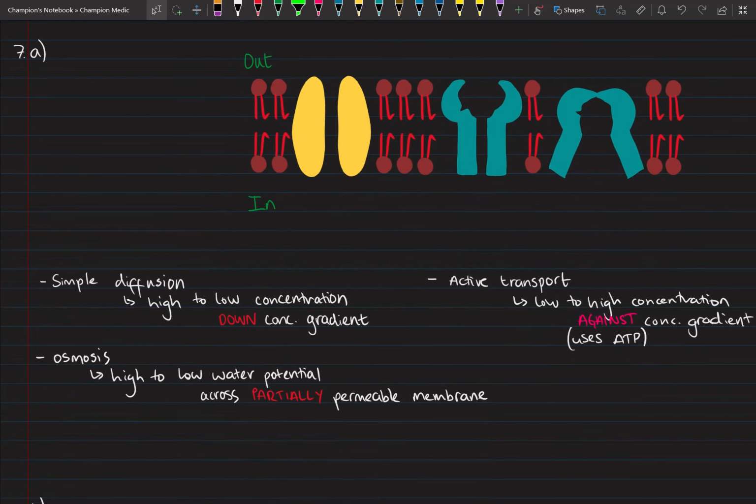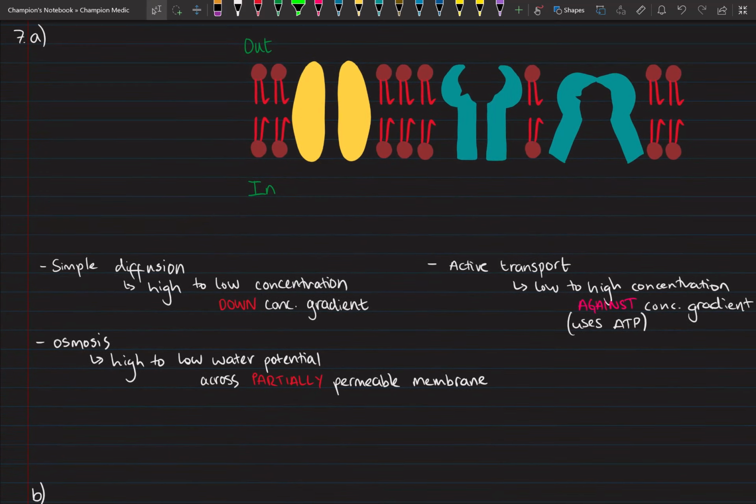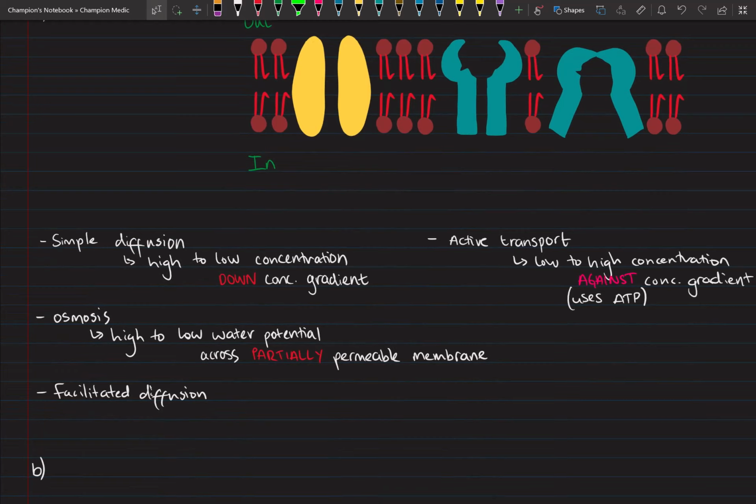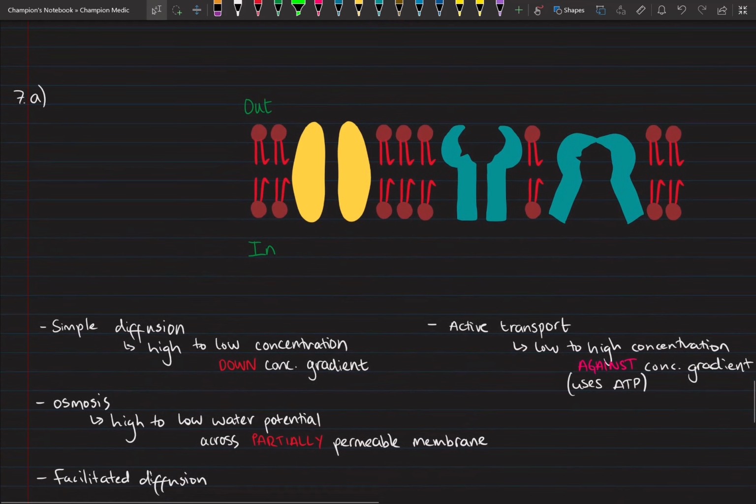And then your fourth process is facilitated diffusion. Facilitated diffusion involves channel proteins and carrier proteins. The yellow is the channel protein and the blue is the carrier protein. Facilitated diffusion is a lot like simple diffusion. The only difference is that if it's an ionic substance, it won't be able to pass through the phospholipid bilayer due to the hydrophobic heads, I think it is. Yeah, those will repel the ions.